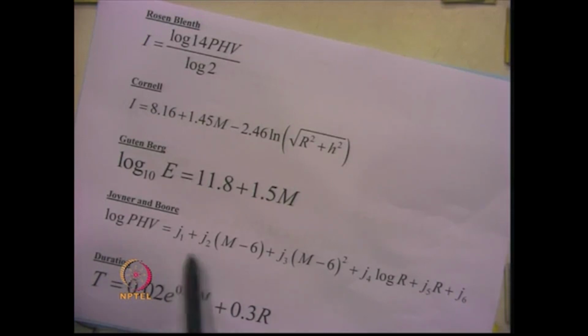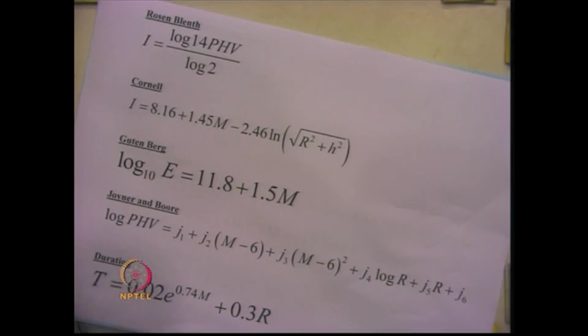Here J1, J2, J3, J4, J5 and J6 are constants which are variable in the sense that they may vary from region to region, and one can get a particular set of values for these constants while using this equation for a particular region.